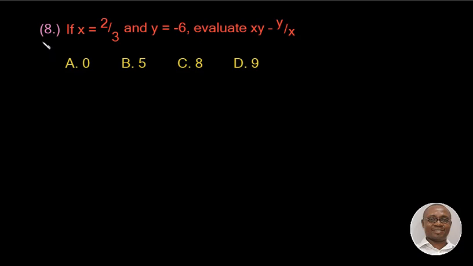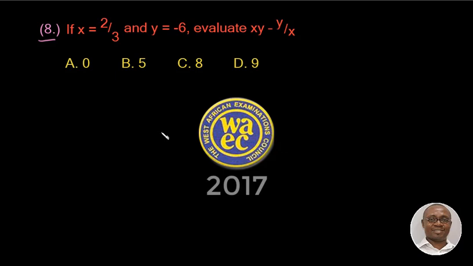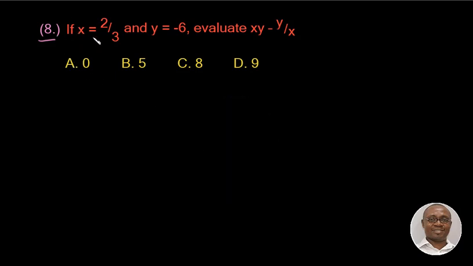I am Oluwakemi and this is question 8 of the WAEC 2017. And the question goes thus: if x is equal to 2 over 3 and y is equal to minus 6, evaluate x, y minus y over x. So we have to substitute these given values of x and y in this given equation. So let us quickly write this out so as to go ahead with the substitution.